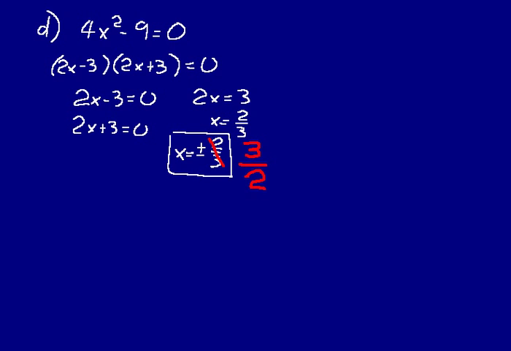So we had to think a little bit more on that one. We just had to set what was inside the binomial equal to 0 and solve for x that way. That's what you'll have to do when you have a coefficient other than 1 for the x term.